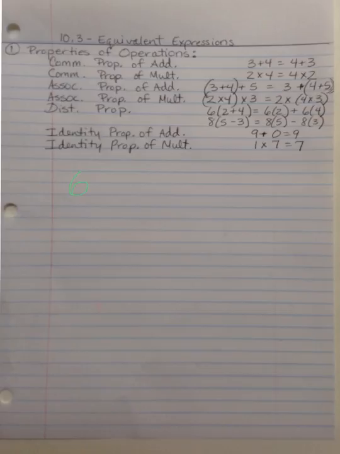So if I have 6 times 2 plus 4, I can take the 6 and multiply it by the 2 first. So 6 times 2. Then I can add 6 times 4. So that's basically what the distributive property is saying. You can distribute those numbers out, take them out of the parentheses, and multiply them by the number you're multiplying by. So 6 times 2 plus 4 would give you the same answer as 6 times 2 plus 6 times 4.